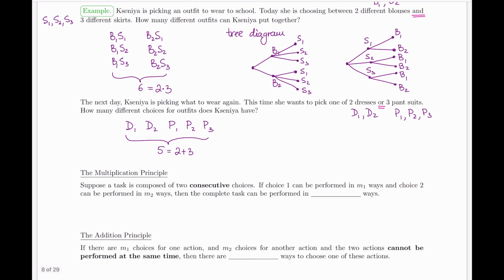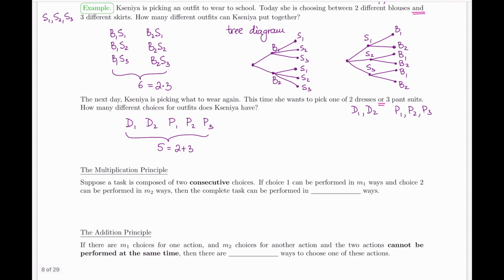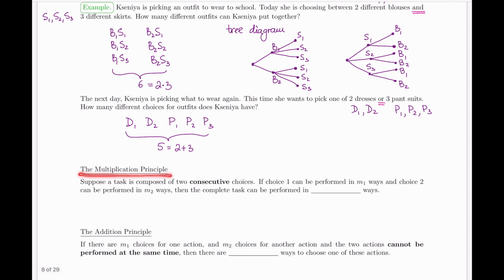And here is where we get our two general principles, the multiplication principle and the addition principle. The multiplication principle is applied to a task that is composed of consecutive choices. The addition principle is applied to a task where we have one action or another action, but they cannot be performed at the same time.